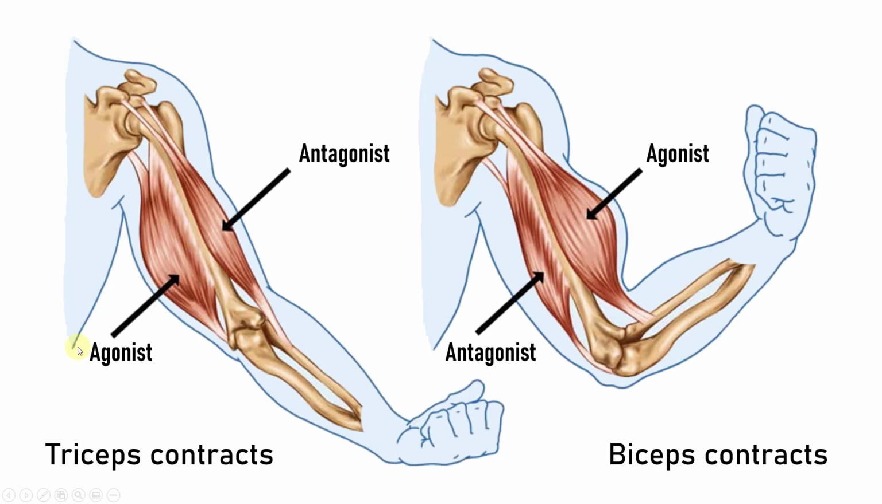And this relationship can switch back and forth, agonist to antagonist, and then agonist, antagonist, and whoever's contracting is the agonist. And in order for movement to occur, the other side has to relax. And this is hardwired through the nervous system.